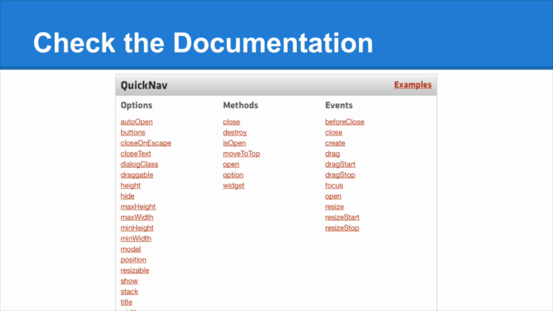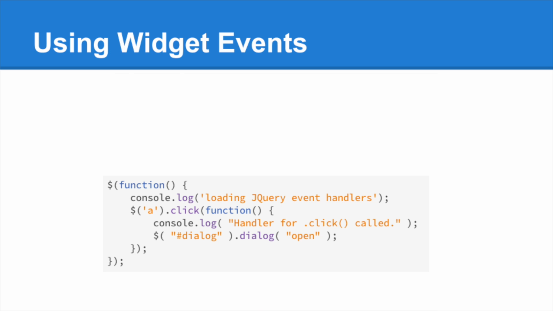So you can look through and decide what you want: heights, widths, draggable, stack. A method is open, destroy, move to top. So generally, a good API is not an API that has everything you need, but an API that has everything you need in the documentation. It's very difficult to figure out how something works if there's no documentation for it.